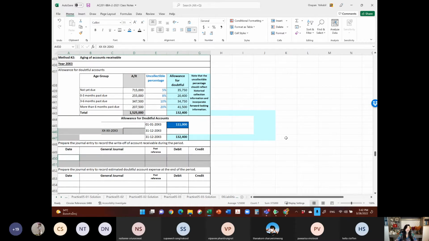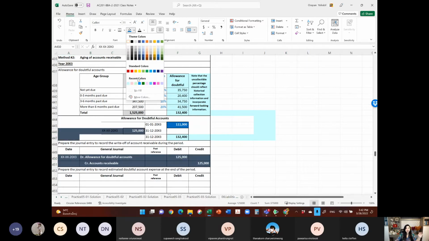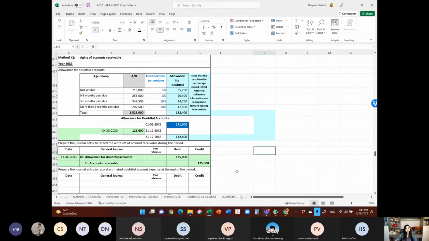Maybe the customer had just died or went bankrupt or went missing, whatever the case is, but you write off his or her accounts receivable. So over here, the write-off is 125,000. So now, everyone, please look at this. Originally, you estimated the expense to be 111,000. But in reality, you write off 125,000, meaning that you underestimate the expense in the prior year.